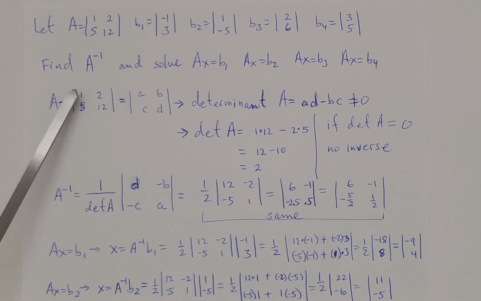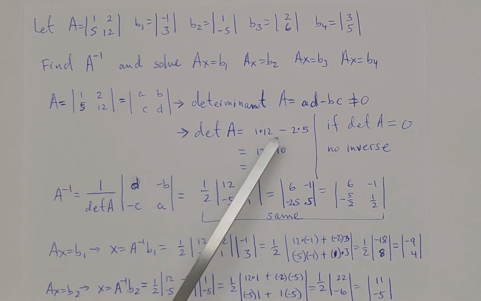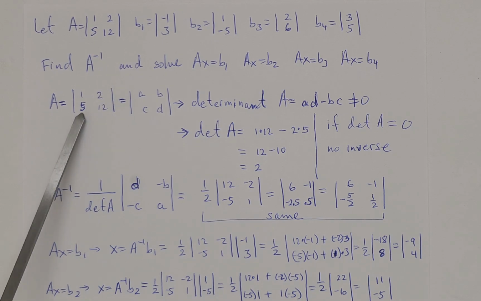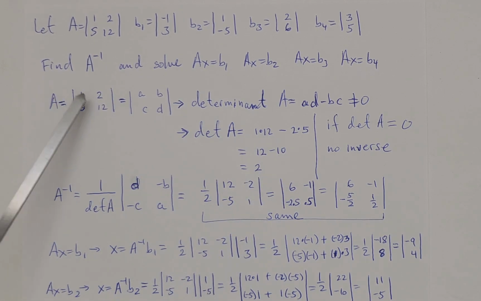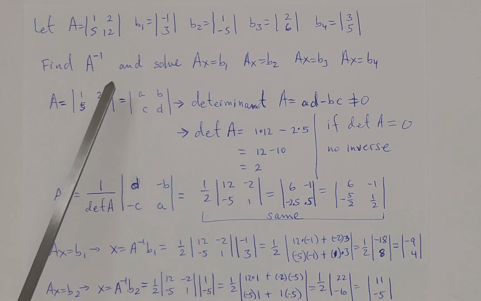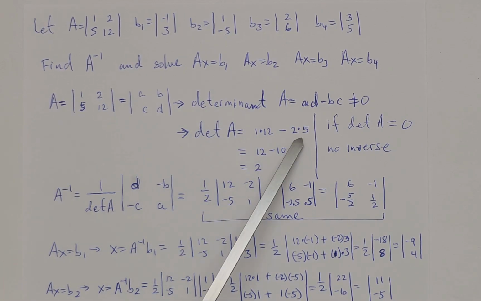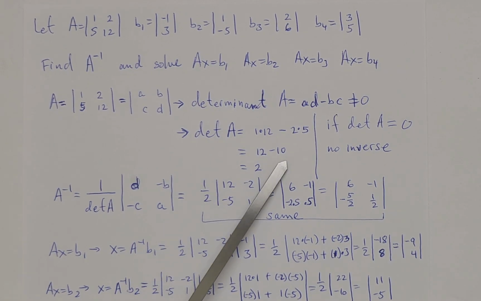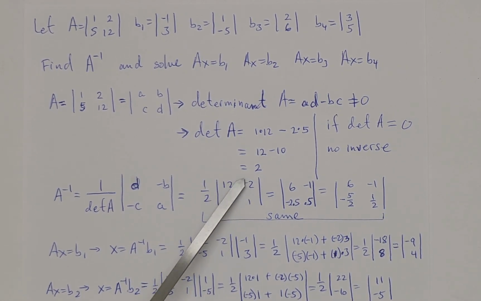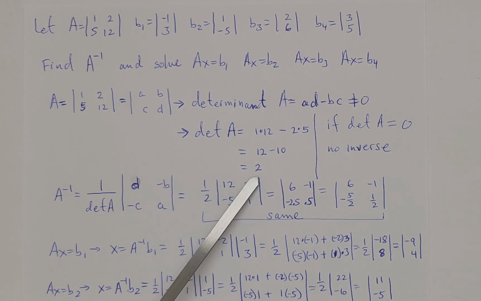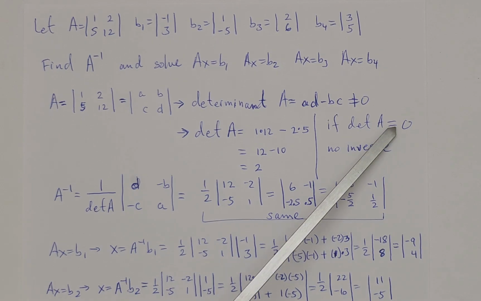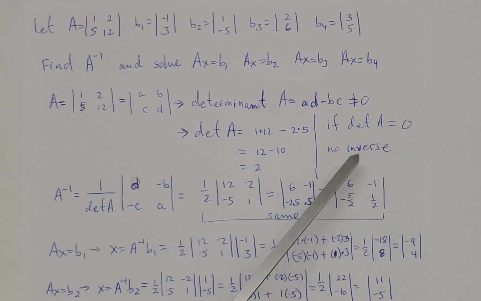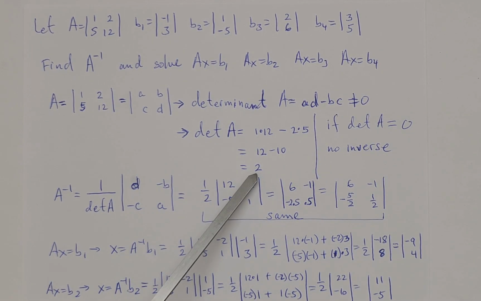So 1 times 12 right here minus 2 times 5, which is here. A times D minus B times C. That gives me 12 minus 10, which gives me 2. Since our determinant is not 0, there is an inverse. If the determinant is 0, no inverse. If the determinant is not 0, then there is an inverse.